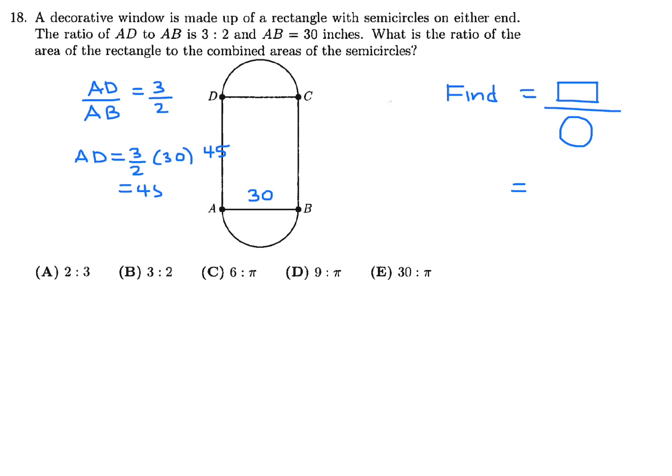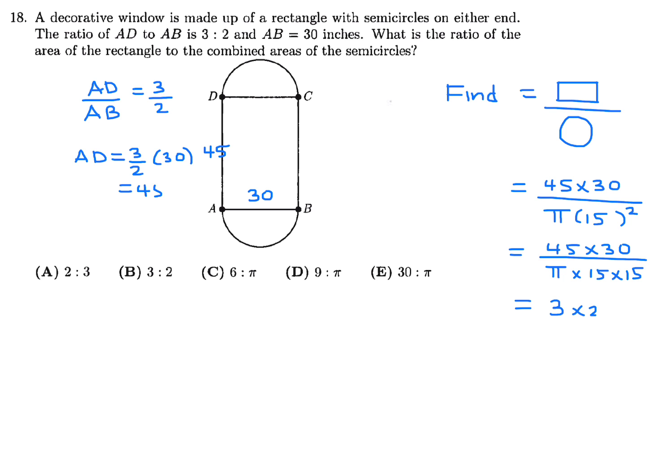So the area of the rectangle is going to be 45 times 30. And then the area of the circle is going to be pi r squared. But r is half of 30 since 30 is the diameter. So r is 15. All right, so if you break this up, you don't even need to expand it because this will factor pretty quickly here. The 45 divided by 15 is 3. 30 divided by 15 is 2. And then you got that pi. So this is just 6 over pi. So number 18, the answer is C.